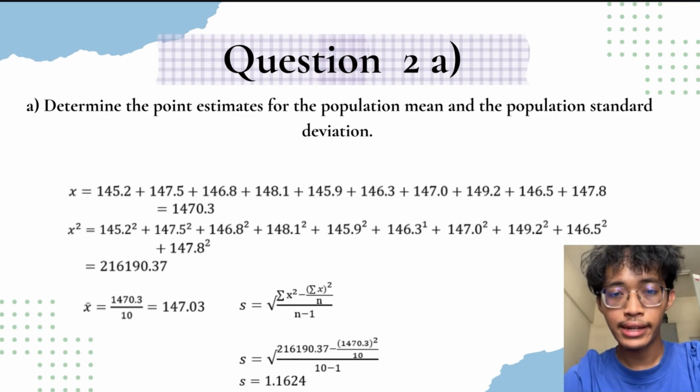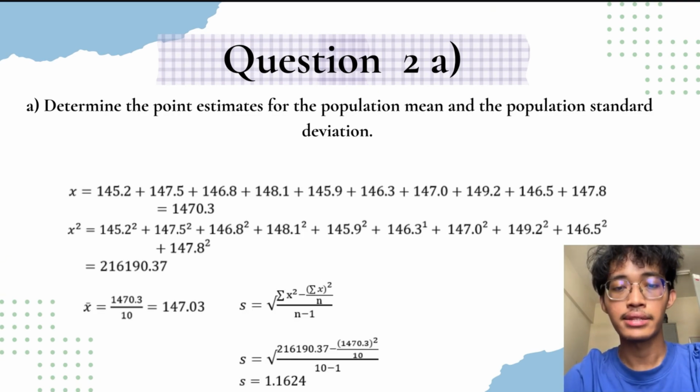First, we calculate the sample mean, denoted as X bar, and we add all 10 sales figures together, which gives us a total sum of 1470.3. Dividing this by our sample size of 10, we get a population mean estimate of 147.03.